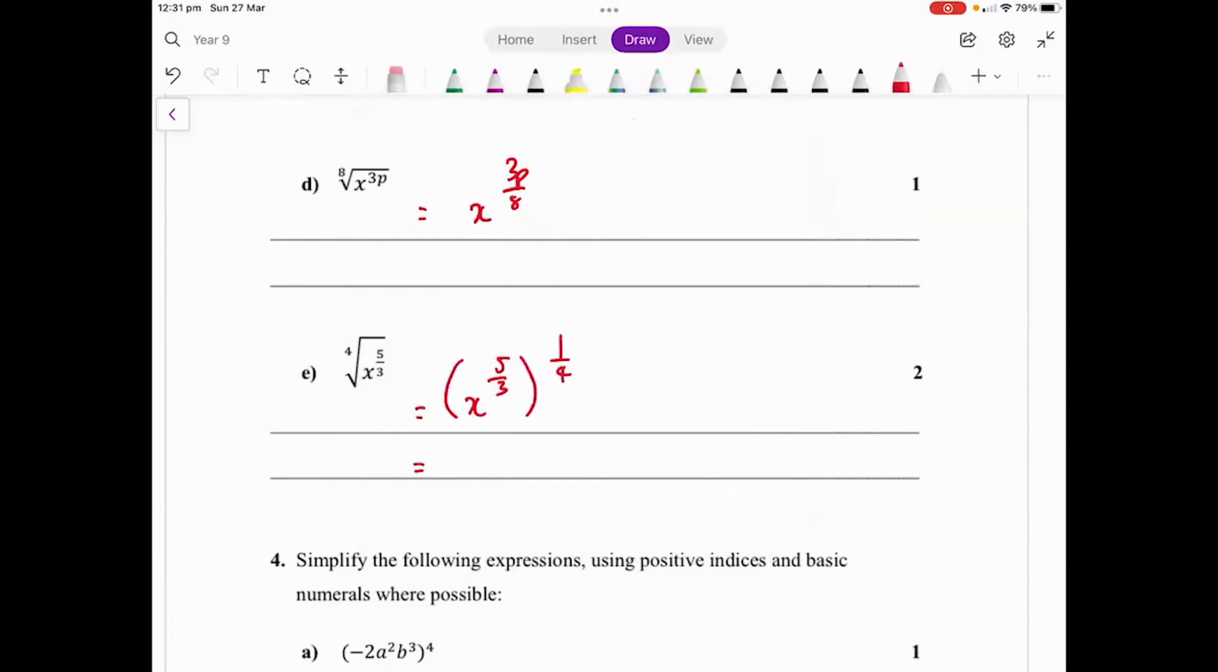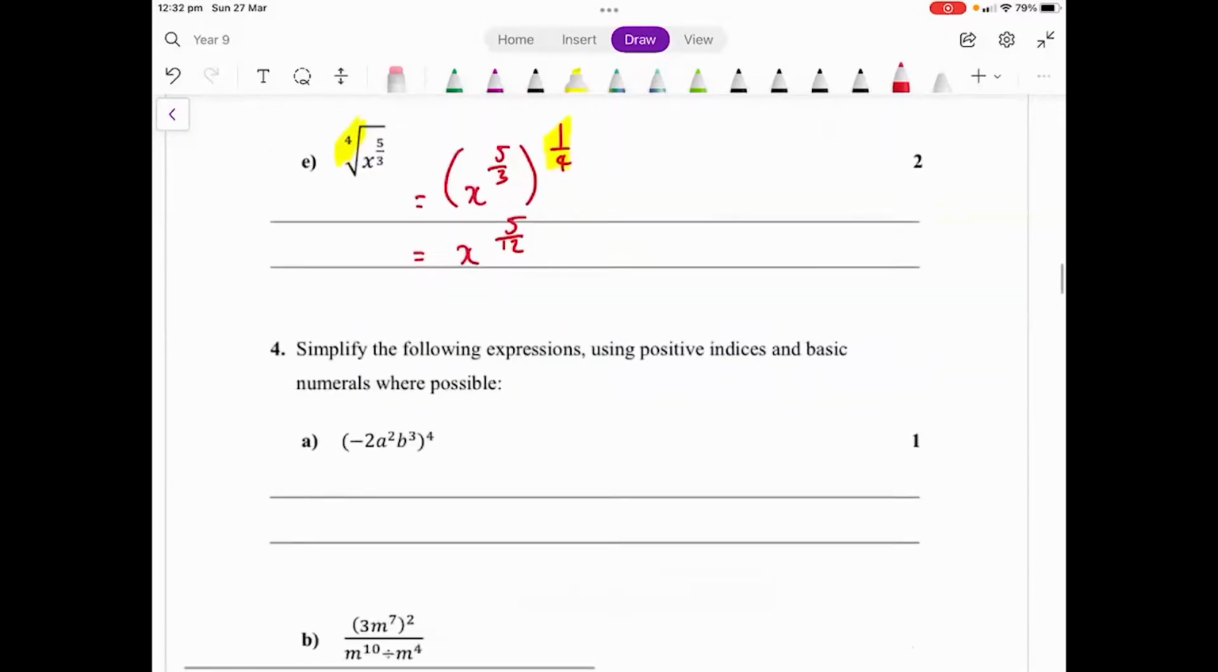So we can put x to the power of 5 over 3 in brackets, and the fourth root means to the power of 1 over 4. So we put that outside the brackets. Then we just simply multiply our powers. That gives us x to the power of 5 over 12.